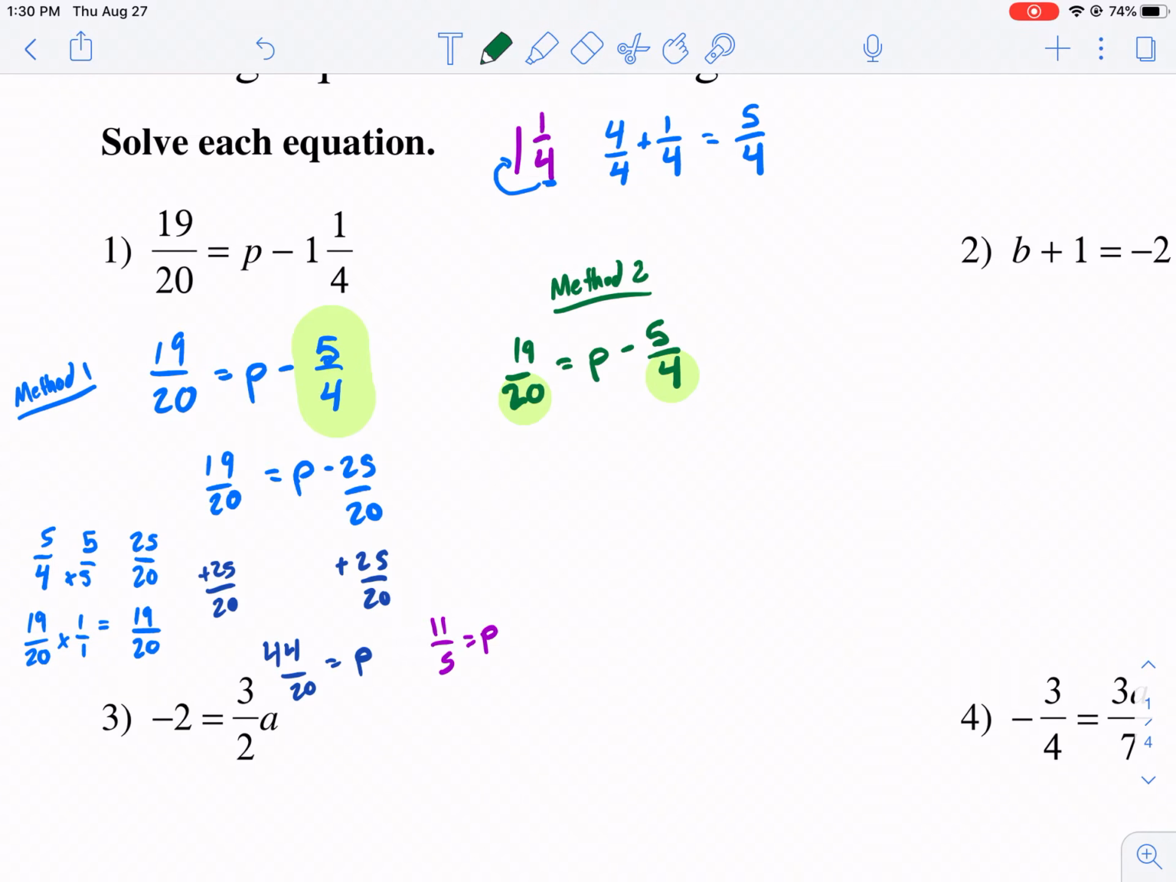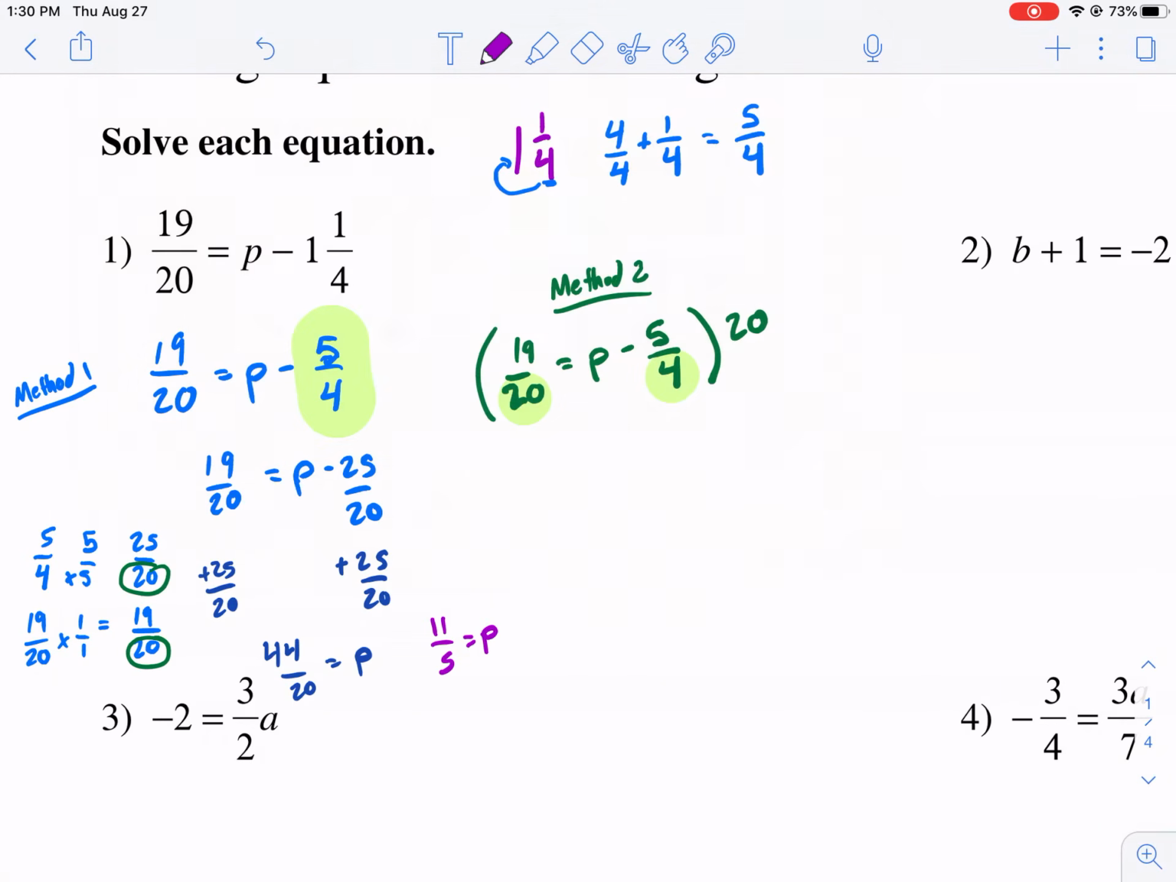And what we're going to do is multiply both sides of the equation by that number. So you have to go through the same thought process. What number do both 4 and 20 fit into? What are they both factors of? And they're both factors of 20. So we're going to multiply both sides by 20.